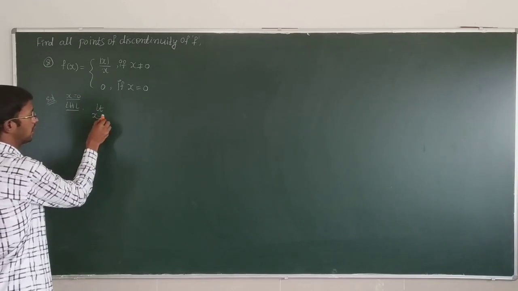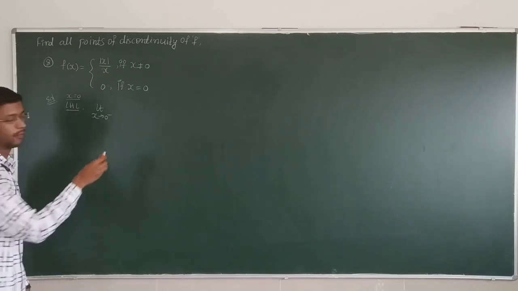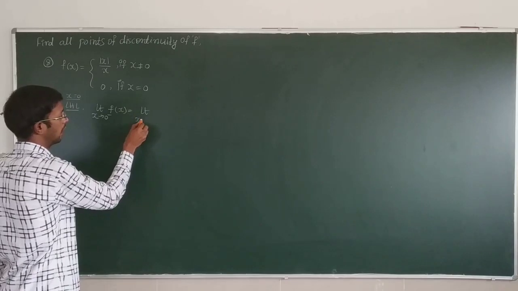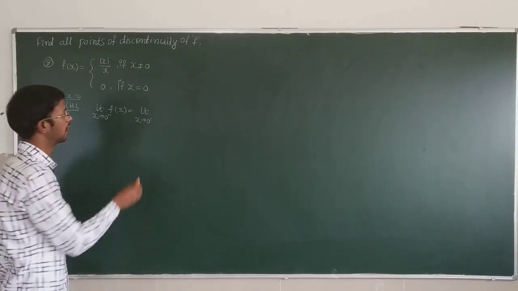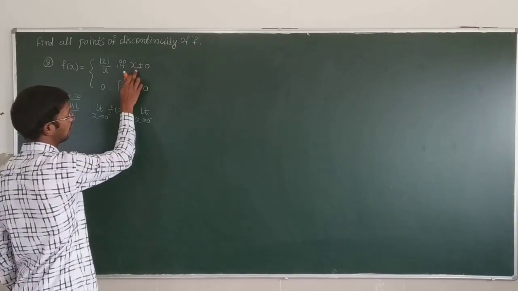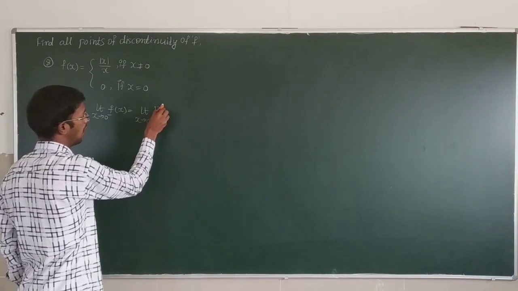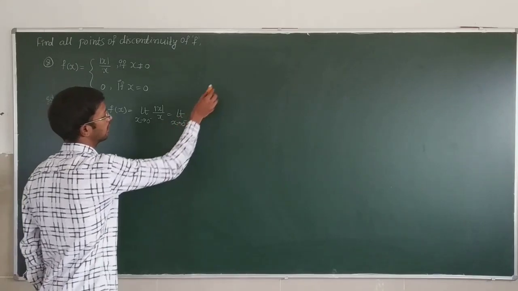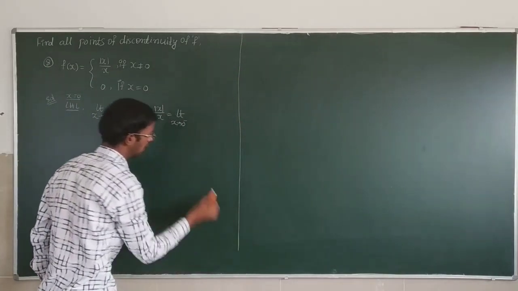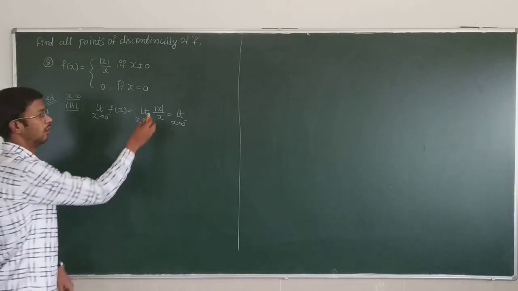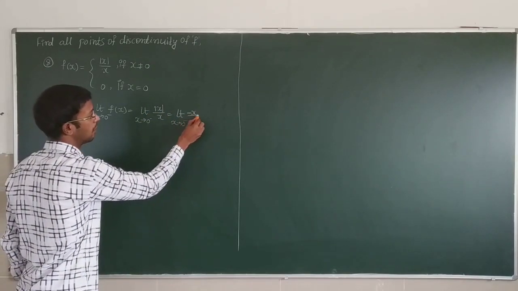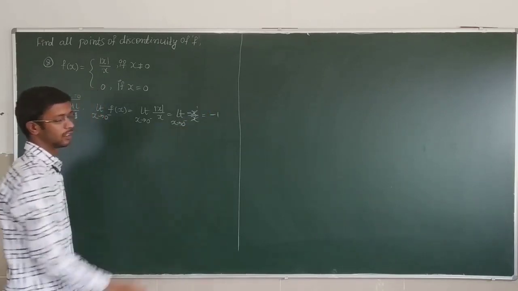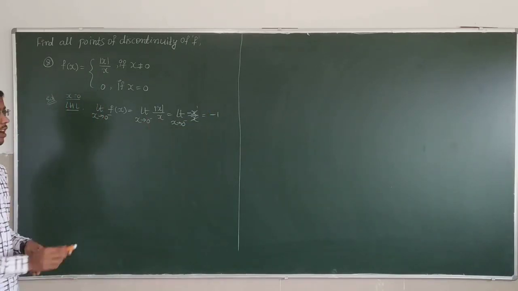Limit x tends to 0 minus f of x is equal to limit x tends to 0 minus, which means x is not equal to 0, so mod x by x. 0 minus is nothing but less than 0. Less than 0 means mod x value is minus x, so minus x by x. This value will be minus 1. Limit of a constant is constant.